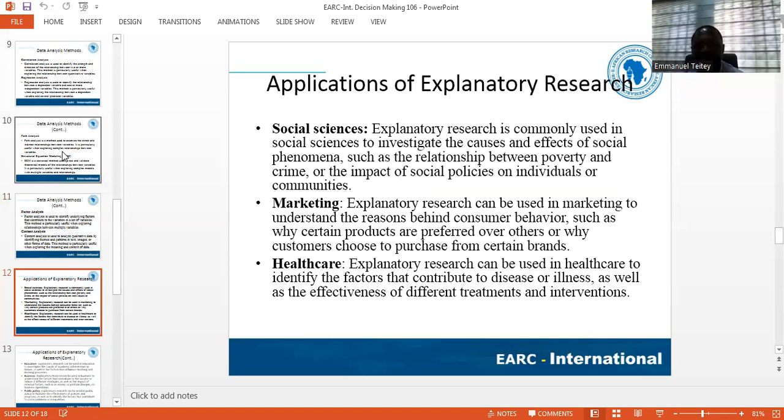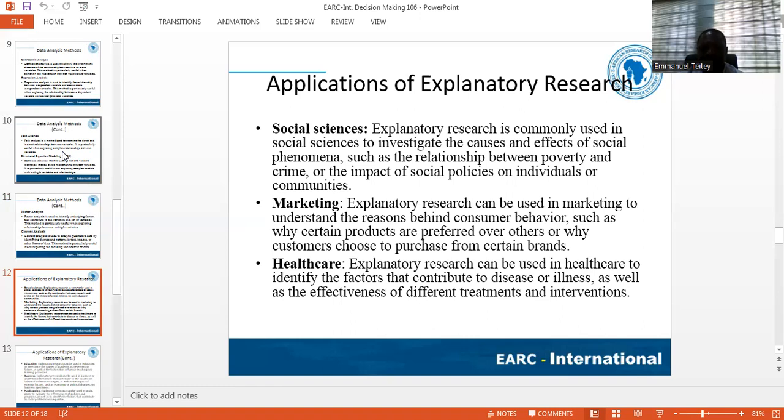Application of explanatory research. How we can apply explanatory research. 1. Explanatory research can be applied in social science. Explanatory research is commonly used in social science to investigate the cause and effect of social phenomena such as the relationship between poverty and crime, or the impact of social policy on individuals or community.